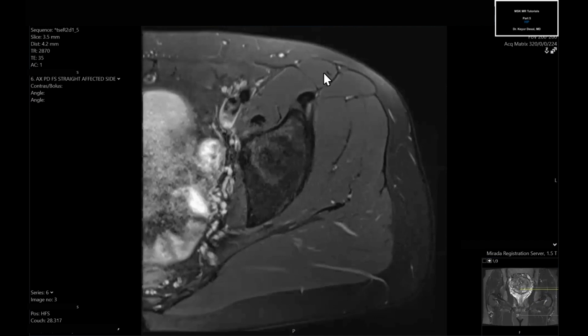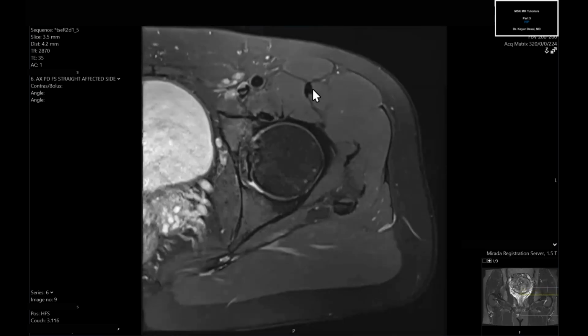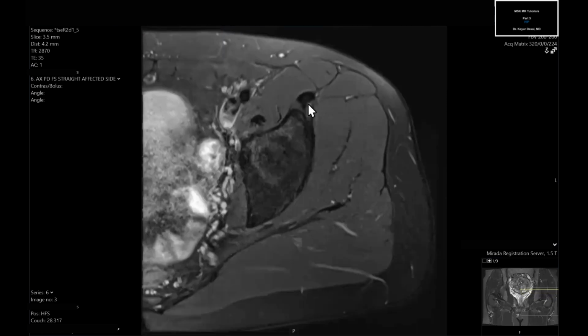Then we come into these structures up here. The one that is more superficial is going to be sartorius, and it comes from the anterior superior iliac spine. A way to remember this is it involves a lot of S's: sartorius, superficial, superior iliac spine. Deep to that is going to be your rectus femoris, which comes off of the anterior inferior iliac spine.